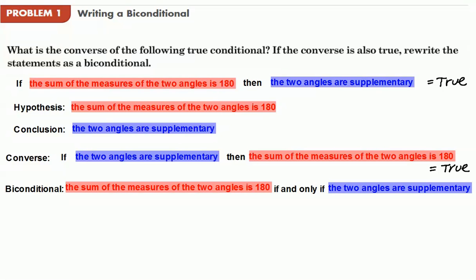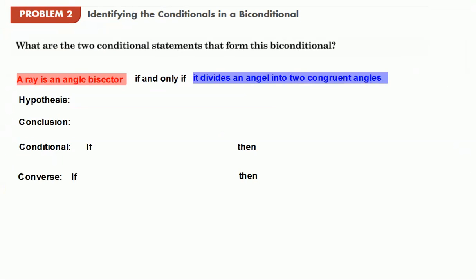Now let's go to problem number 2. For problem number 2, they want you to identify the conditionals in a biconditional. What are the two conditional statements that form this biconditional? A ray is an angle bisector if and only if it divides an angle into two congruent angles. So this is our biconditional. We're working backwards.